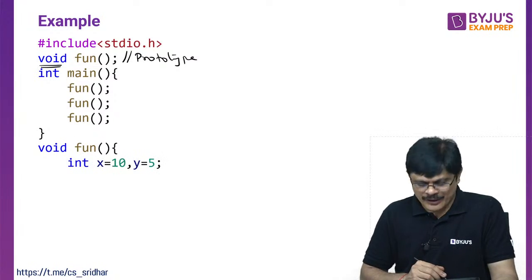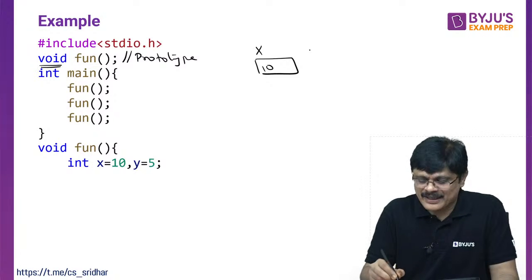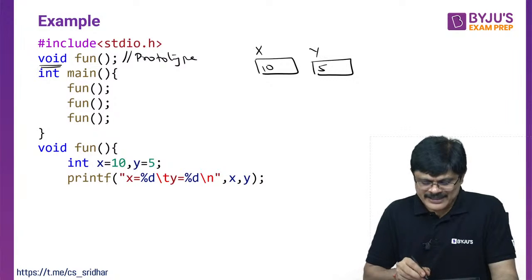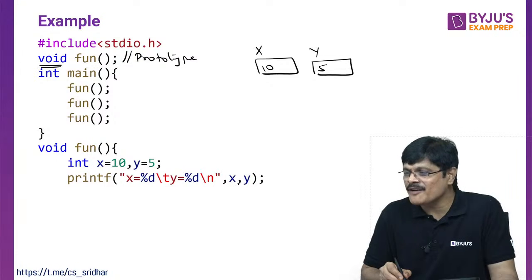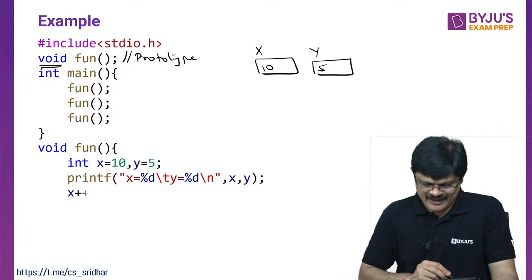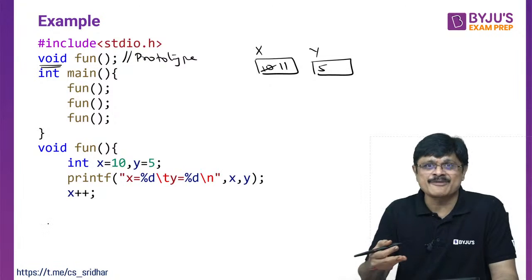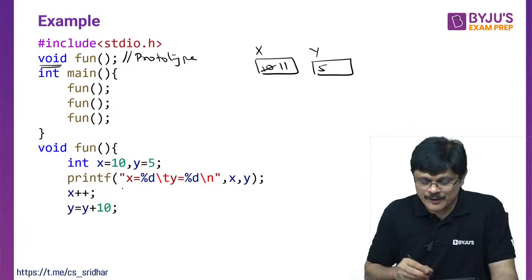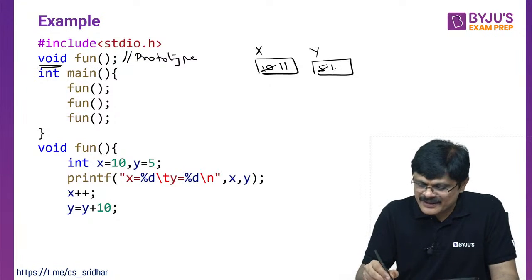int x is equal to 10 and y is equal to 5. So here x and y are 10 and 5 respectively, my dear friends. Now what happens, I am printing the values of x and y. After printing, I am incrementing: x++ means x value is incremented by 1 to 11, and y value is y plus 10, that is y value is 5 plus 10.